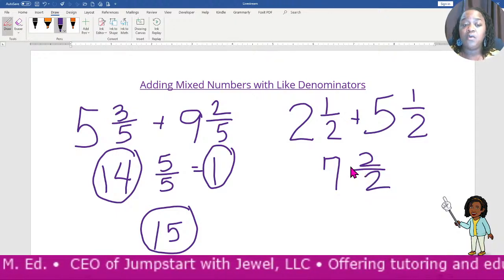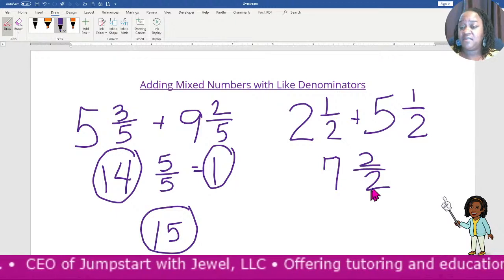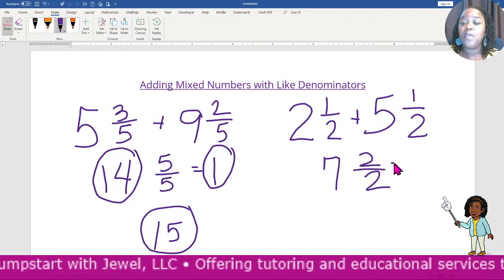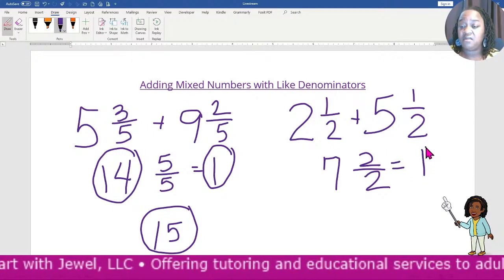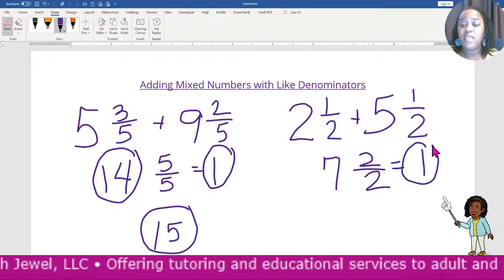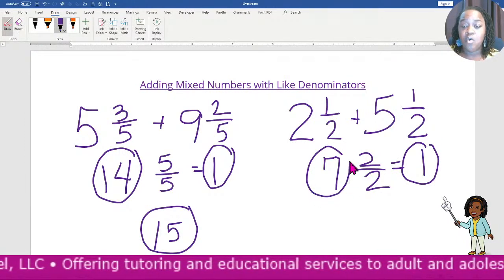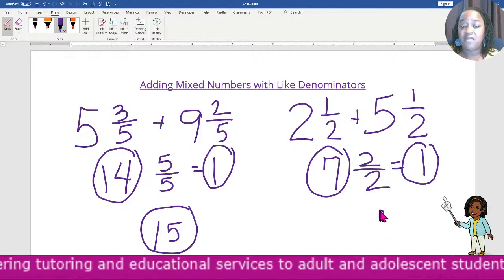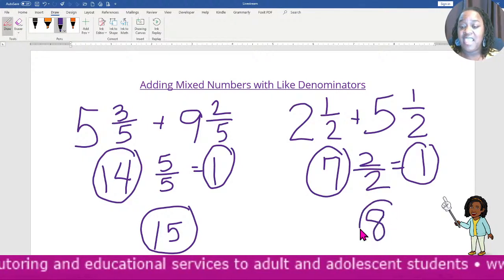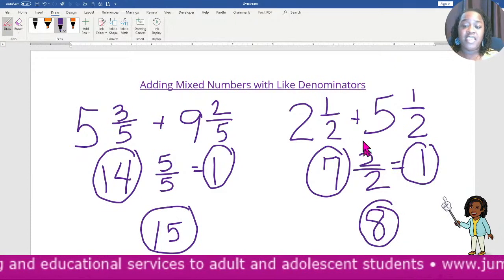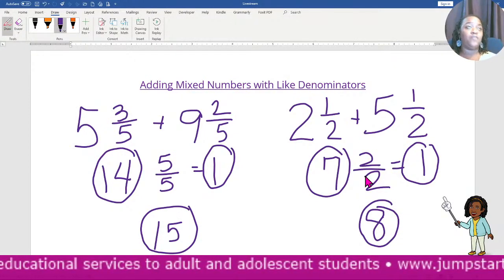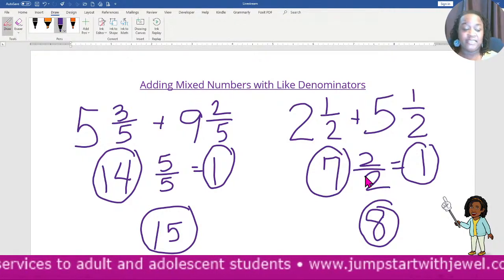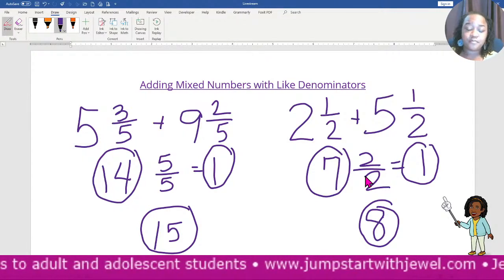So we know here that you cannot keep this again. If it's 2 over 2, you can't keep this the same. We have to make this a 1. So now what we have to do is add this whole number, this 7, to this 1. And then our answer becomes 8. You can't keep a fraction like 3 over 3 or 4/4. It's the same as 1. Okay?